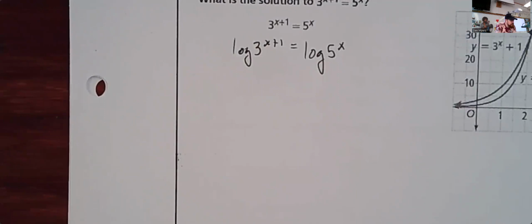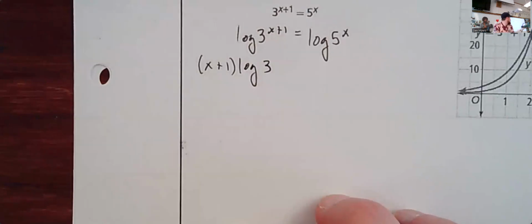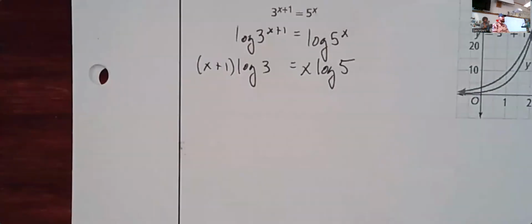And we're going to use a property in a way that we haven't really used it before. But I'll show you what this looks like here. So we're going to have x plus 1 log 3. We've done that before. We're just using the power rule here, the power property. And this is going to equal x log 5 over here. So we bring down our exponents using the power property for logarithms.